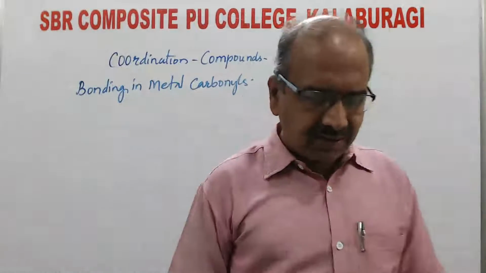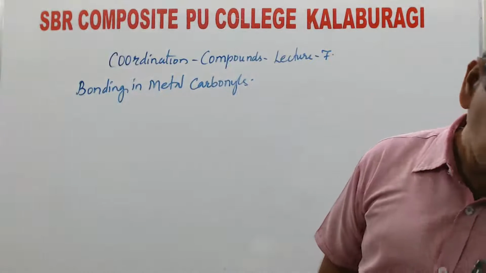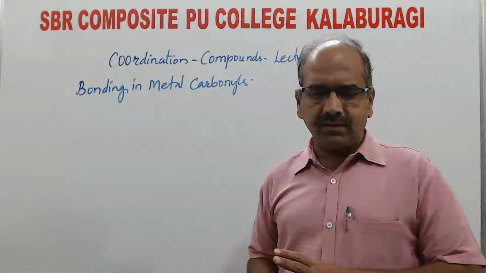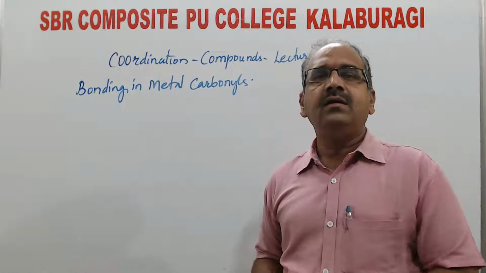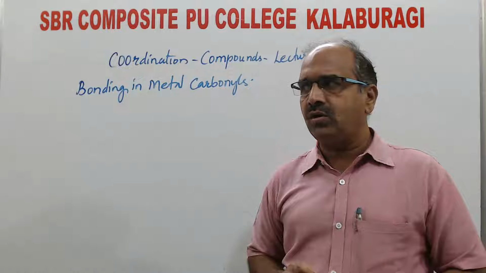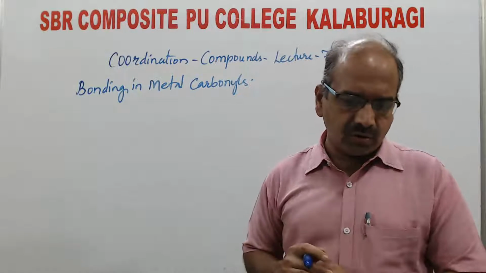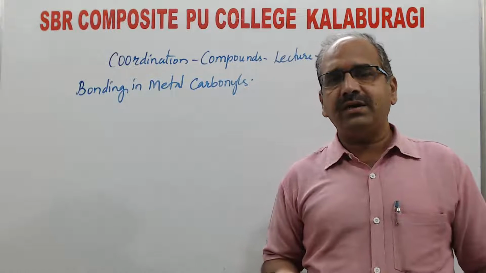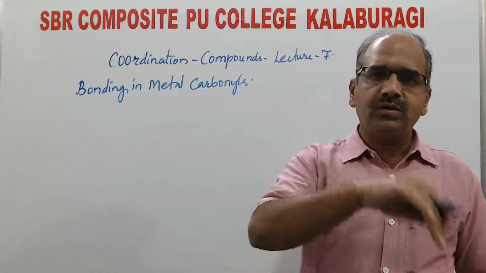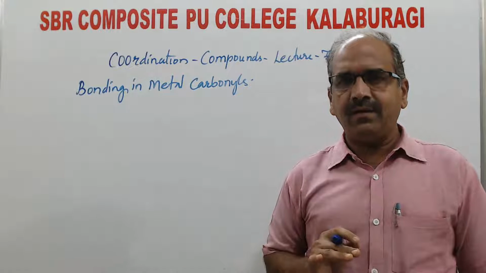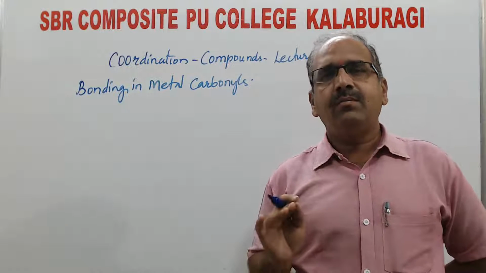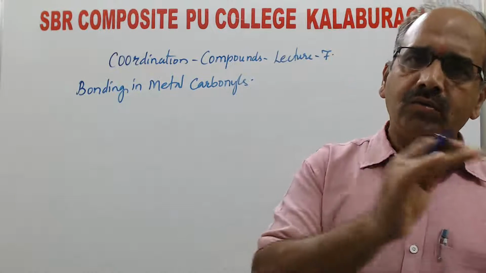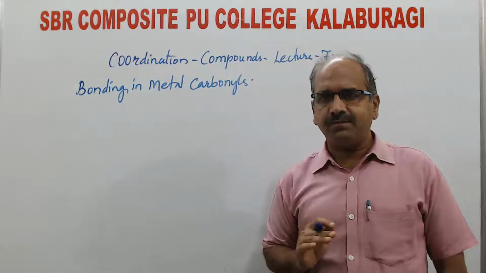Now, in this bonding in metal carbonyls, what do you have? Between the metal and the carbon monoxide, there is going to be a sigma bond, and also a pi bond. Sigma bond is formed because of the electrons being donated by the carbon atom of the carbonyl to the empty orbitals of the metal atom.